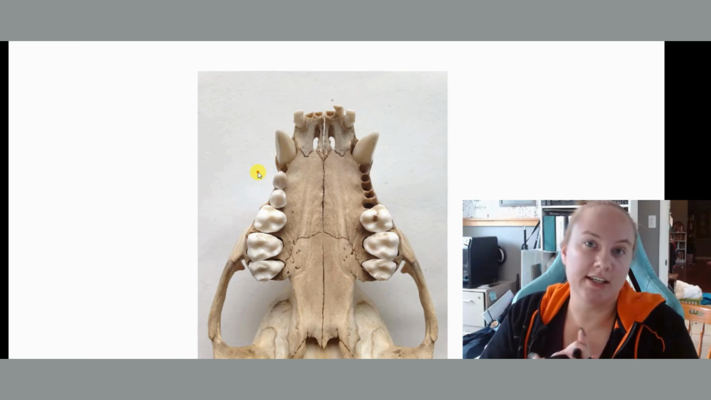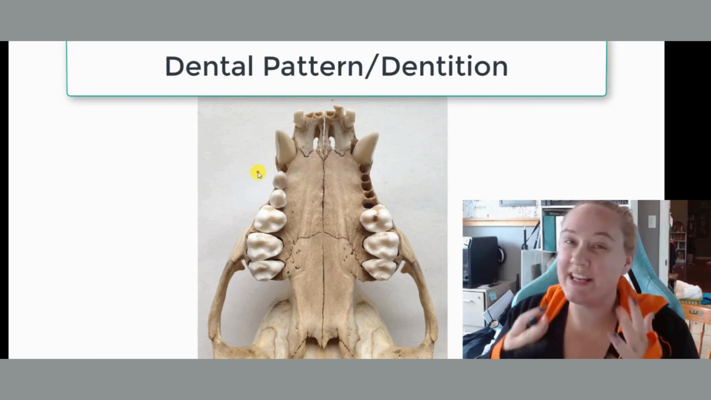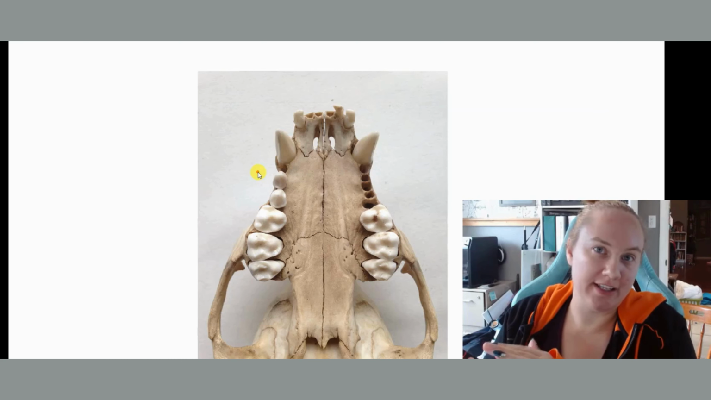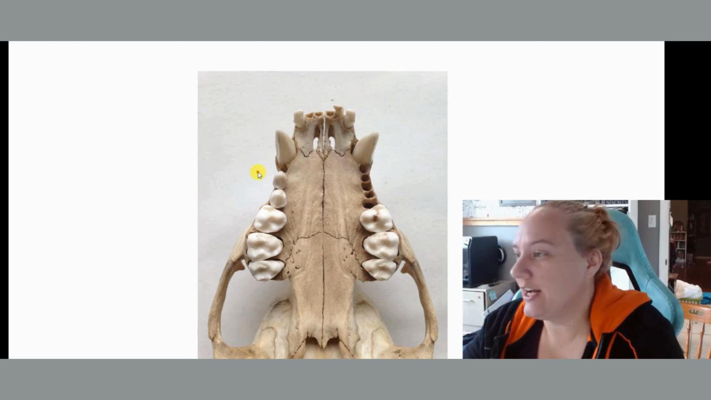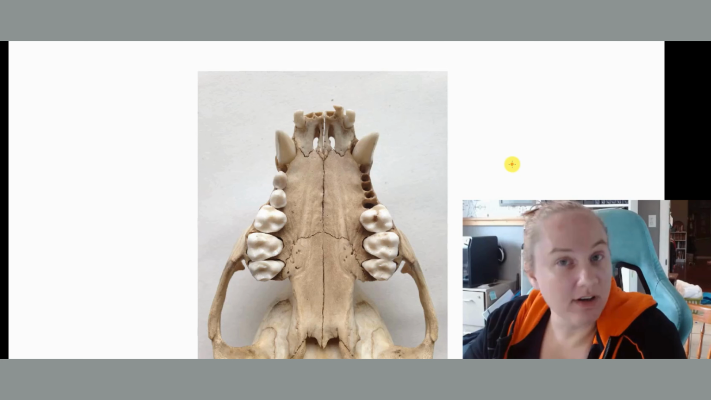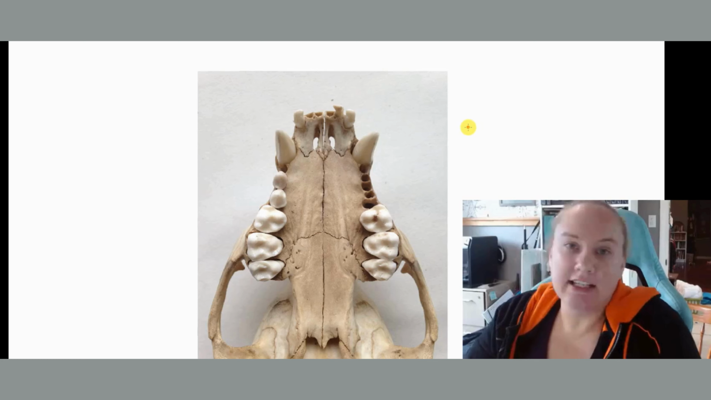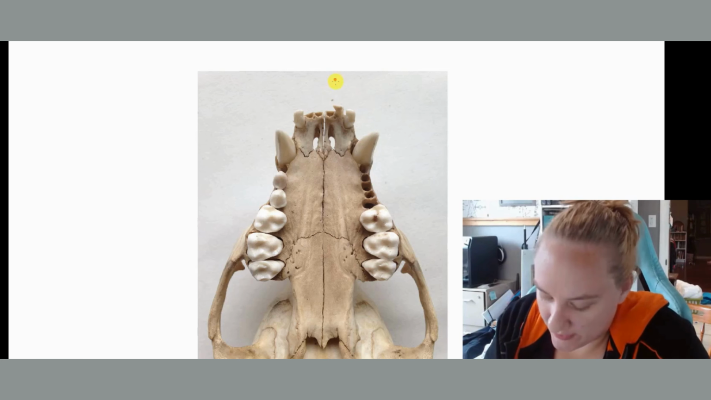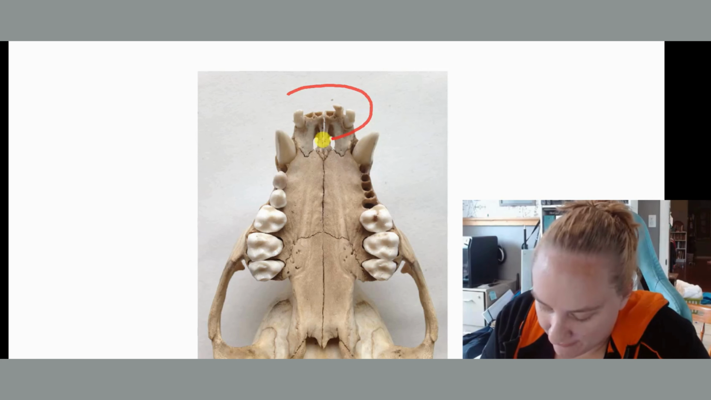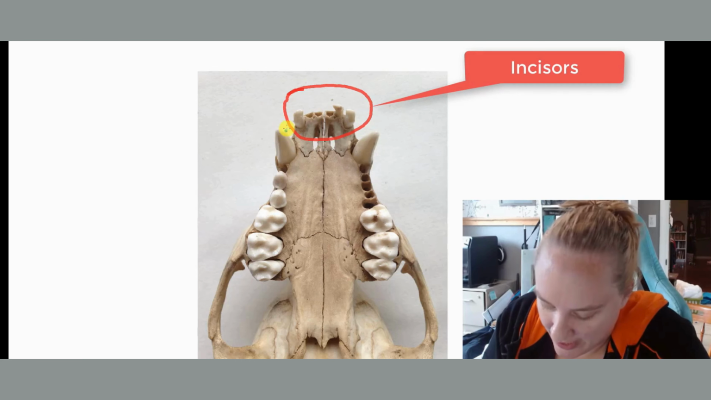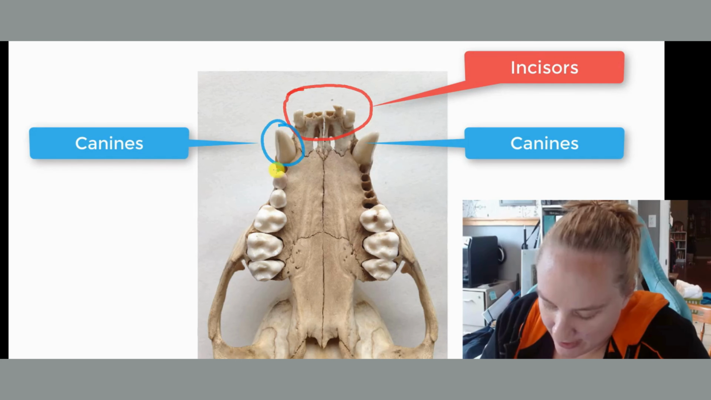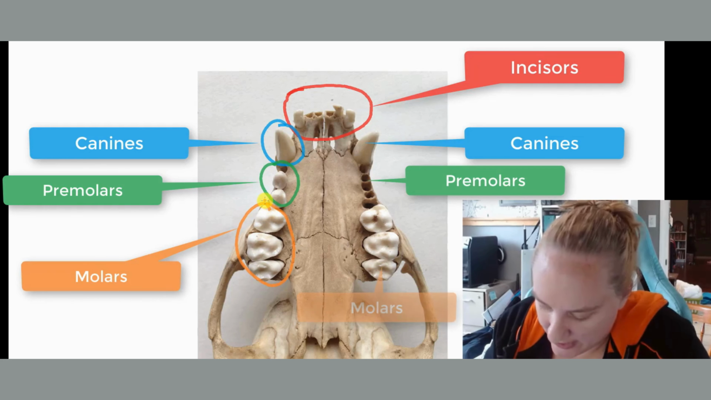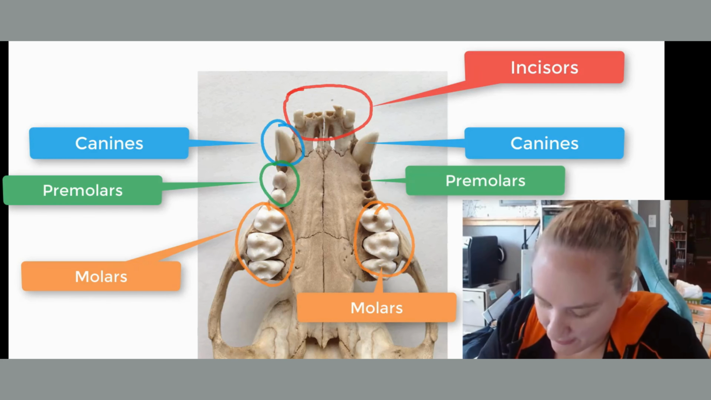Something else you'll hear a lot in this module and following modules is dental pattern or dentition. And we're going to look at how you calculate that or write that out right now. We're going to draw it out. So this right here is a raccoon skull. Basically, in order to figure out what the dental pattern is, we are just going to figure out which teeth are what. So right here, we have the incisors, and then we have the canines, and then we have the premolars, and then we have the molars down here. And they're mirrored on the other side.